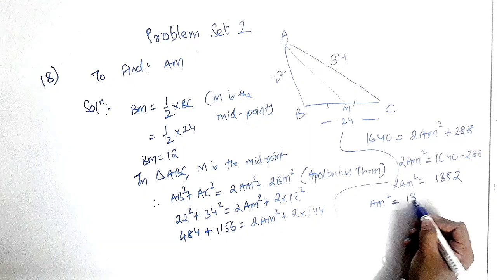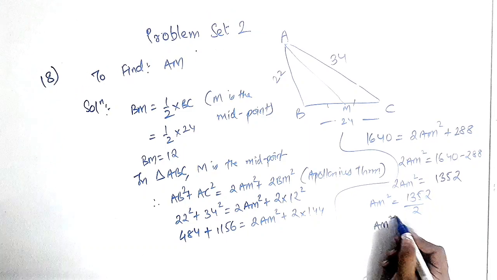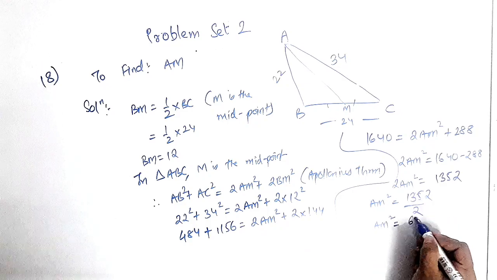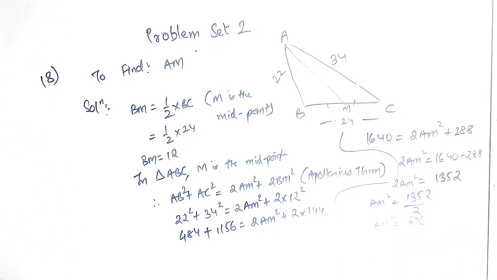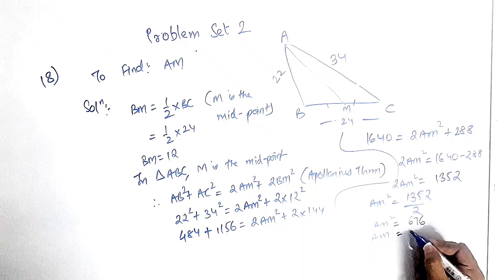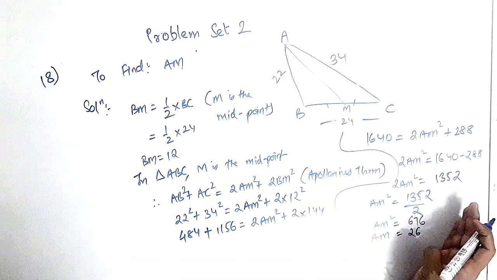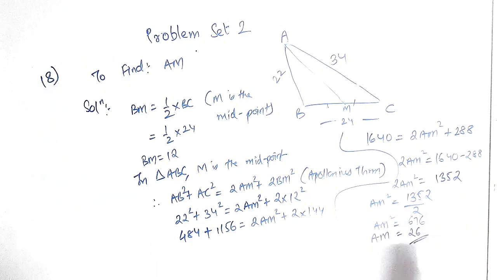So AM square is equal to 1352 upon 2. What is 1352 upon 2? 2 1s are 2, 2 6s are 12, 2 7s are 14, 2 6s are 12. So it is 676. You know the square root of 676, it is 26. So AM square is 676 and AM is equal to 26.